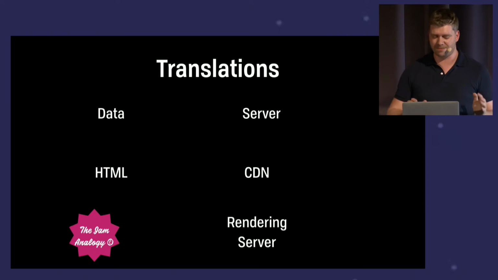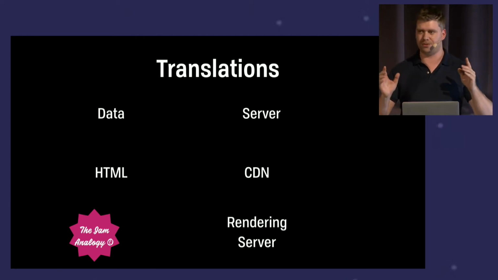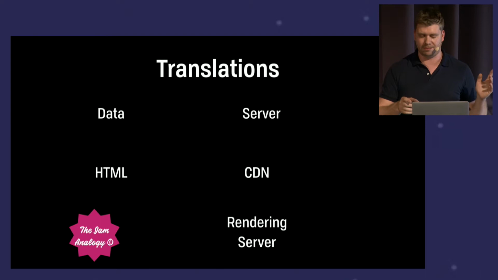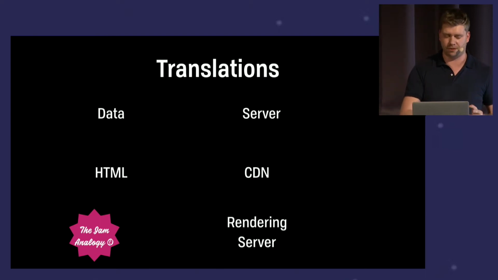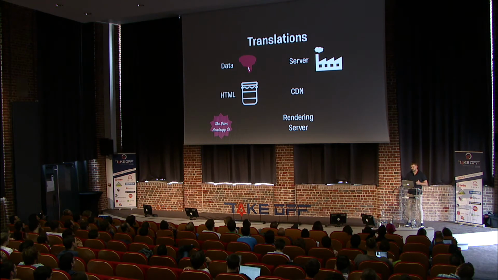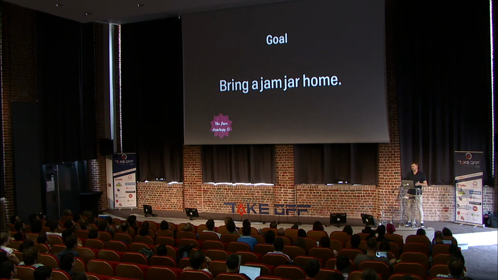So please bear with me. I have to give you a bit of vocabulary so that you don't get lost. I'm going to tell you about the last 4 slides again, but this time replacing some words. So data will be jam, HTML will be a jar, a server is a factory, a CDN is a superstore, and a rendering server is like a warehouse. The goal is to bring a jam jar home.